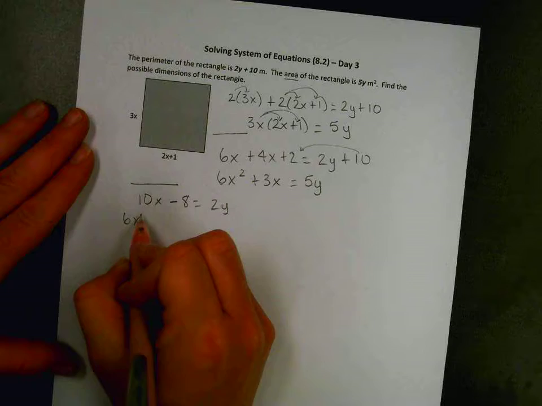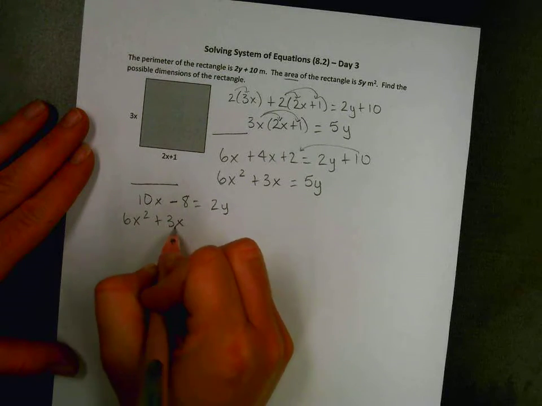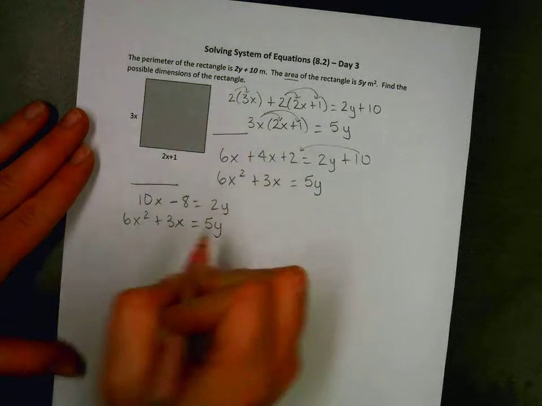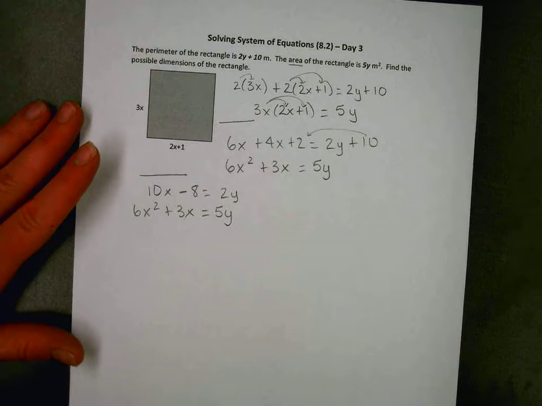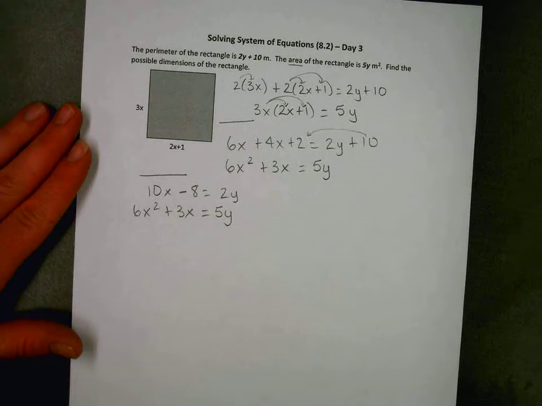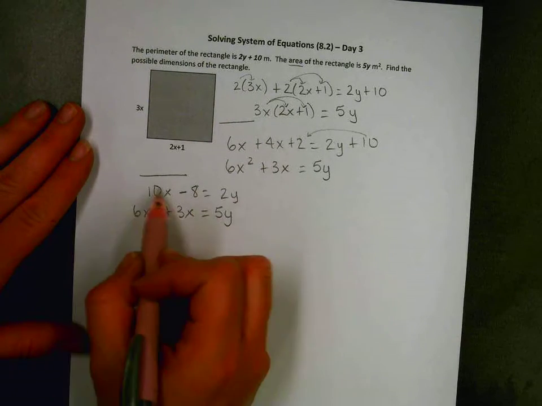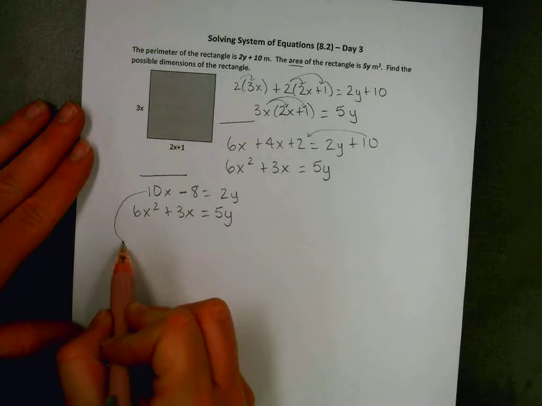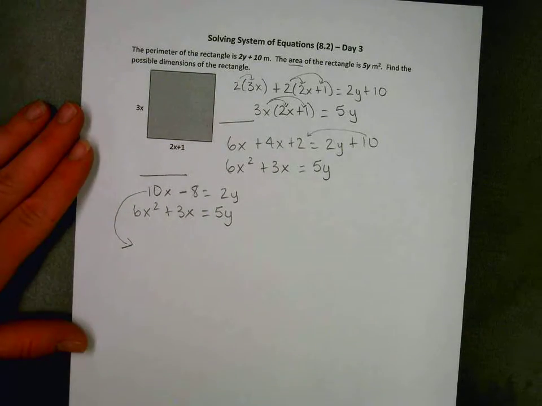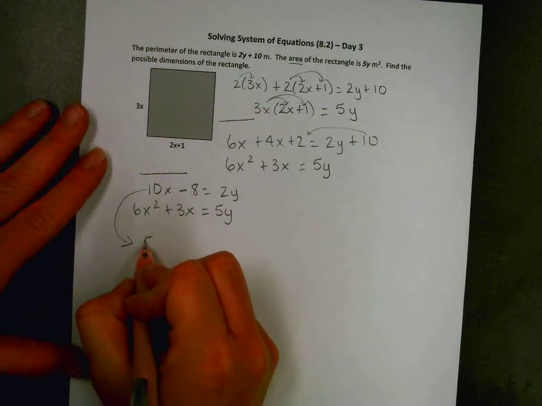So at this point now you have to decide how you're going to solve the system of equations, whether you use substitution or elimination. Both are completely legit or possible. I am going to choose to solve by substitution. So I'm going to take this equation and solve it for y, which gives me 5x minus 4 equals y. I just divided everything by 2.